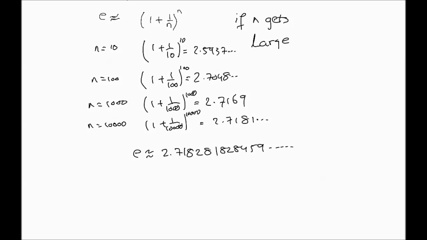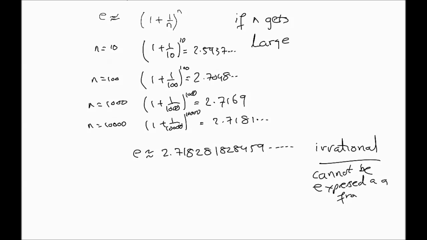So this is the famous number e, and this is an irrational number. Remember, what is an irrational number? Please understand what an irrational number is. An irrational number is a number that cannot be expressed as a fraction. Remember that. It's very important to know that. These are very special numbers, the irrational numbers.